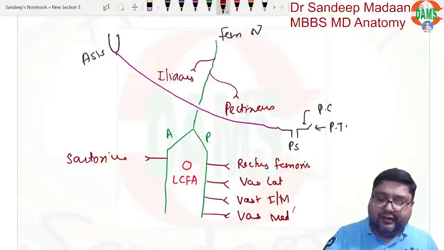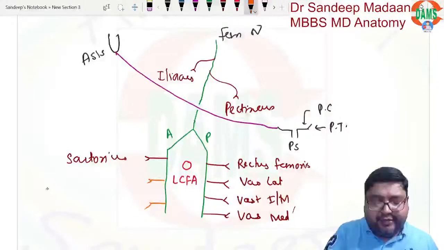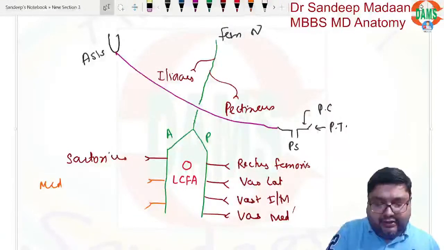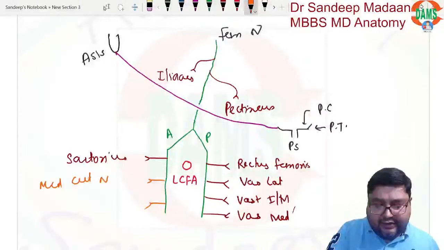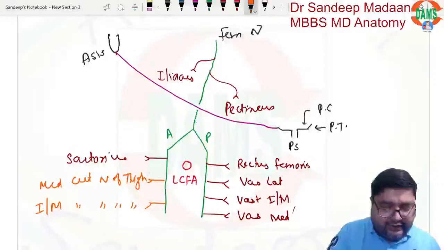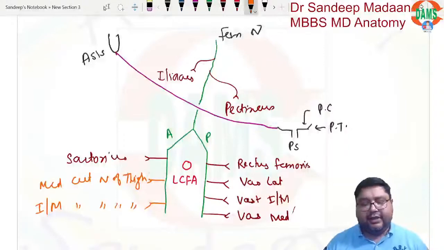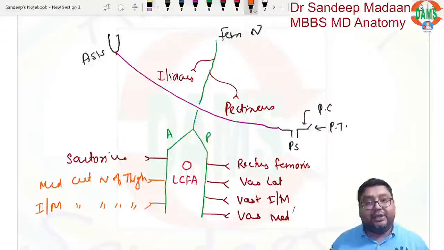And from the anterior division we also have two cutaneous branches. Which cutaneous branches? We have the medial cutaneous nerve of thigh, and we have the intermediate cutaneous nerve of thigh. So basically, how many cutaneous nerves of thigh are there? Any idea, beta? We have three: medial cutaneous, intermediate, and the lateral cutaneous nerve of thigh.